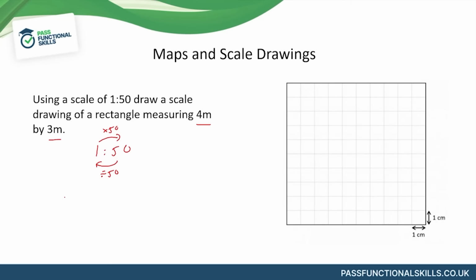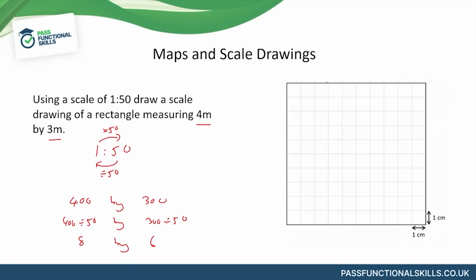times smaller. Now, probably the easiest thing to do is turn them into centimetres, so that is 400 by 300, and so our scale drawing will be 400 divided by 50 by 300 divided by 50. 400 divided by 50 is 8. 300 divided by 50 is 6. So we need to do an 8 by 6.